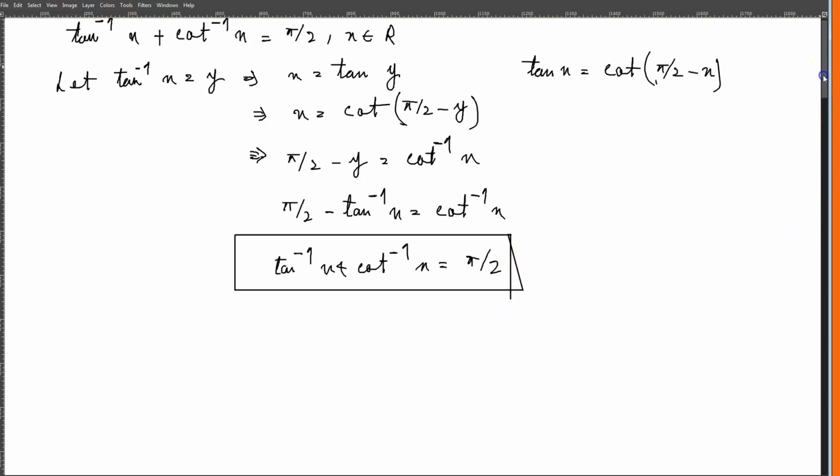The third result that we had here was the cosecant inverse of x plus the secant inverse of x is equal to pi by 2 for the absolute value of x greater than or equal to 1, right? So let's see what that is.